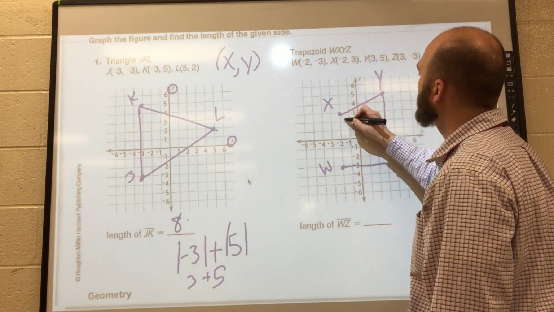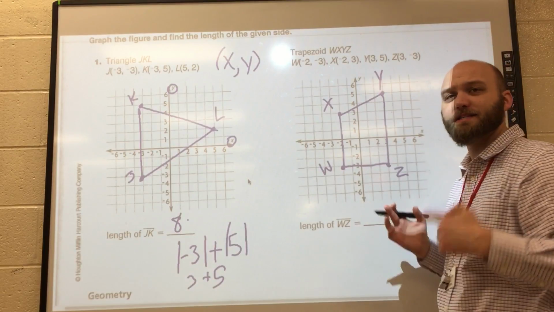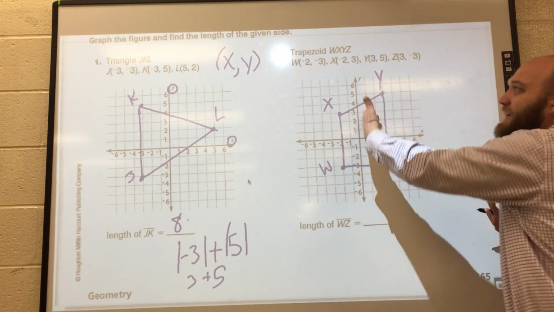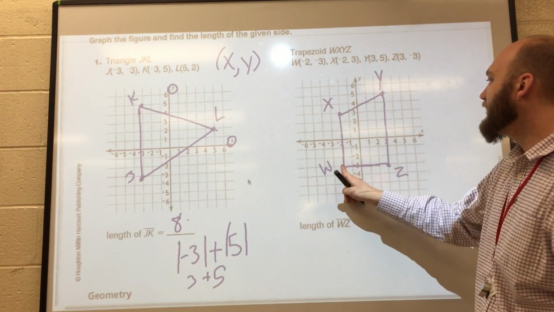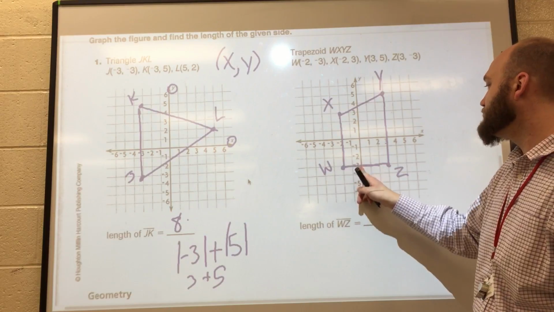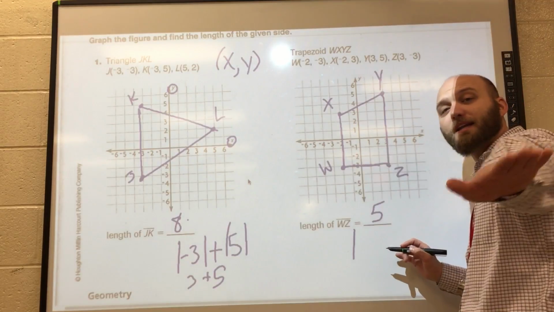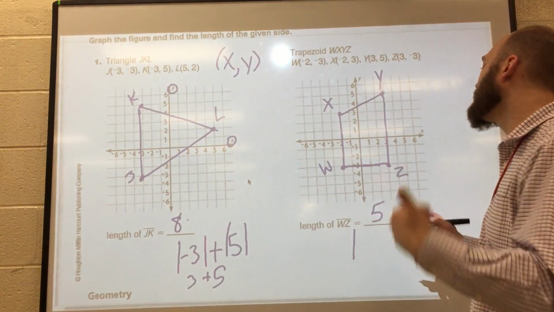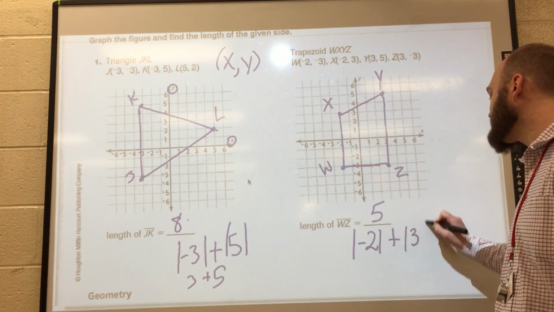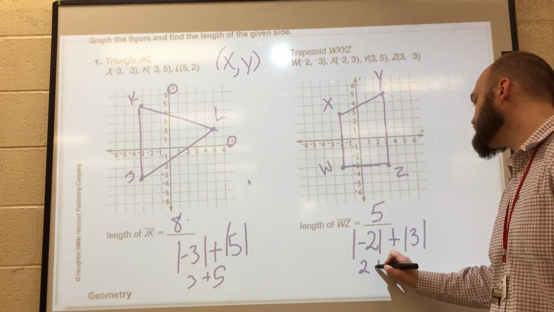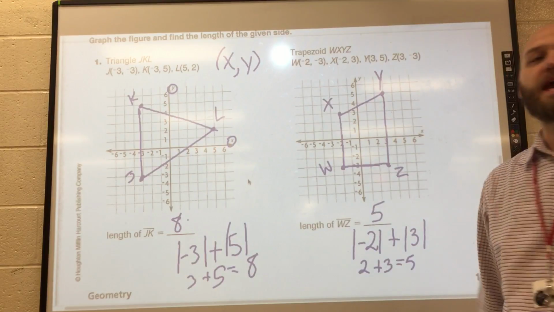Does it really matter in which order I connect them? No, it doesn't. As long as I make sure that they're all connected and they're all in the right space, and I look and I say, yes, that is indeed a trapezoid. So I want the length of WZ, which is right here, and I can either go from -2 and count it, 1, 2, 3, 4, 5, or again, if you're up on absolute value, if not, this might confuse you, just count them. But if you're up on your absolute value, it's the absolute value of -2 plus the absolute value of +3. Absolute value of -2 is 2 plus absolute value of 3 is 3, which does give me 5, just like this gave me 8.